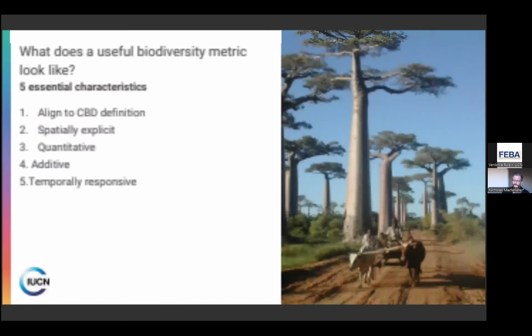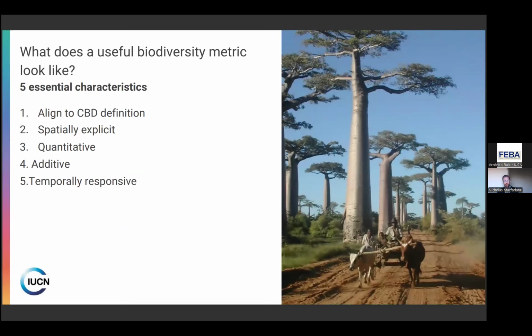Next slide, please. So what does a useful biodiversity metric look like? I would argue that there are 5 characteristics that make a metric useful. The first is that it needs to be based on one of the key components of biodiversity. That's species, ecosystems, or genes. It needs to be spatially explicit because a square kilometer in different places is very different, and any type of metric that is going to work globally needs to be able to take that difference into account.